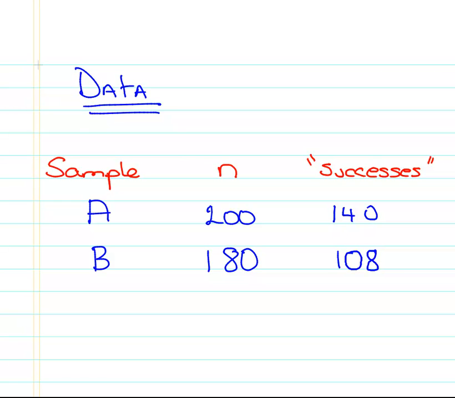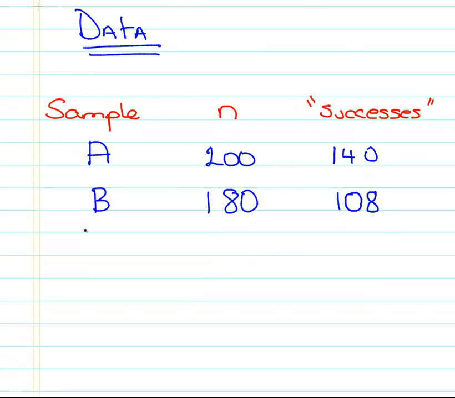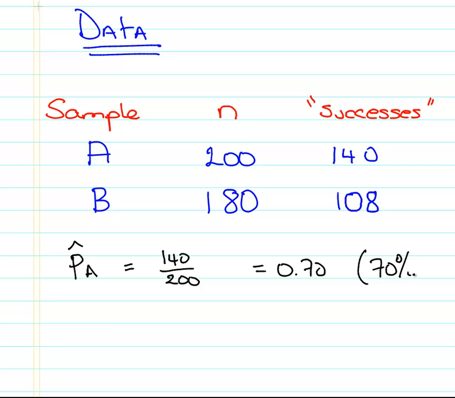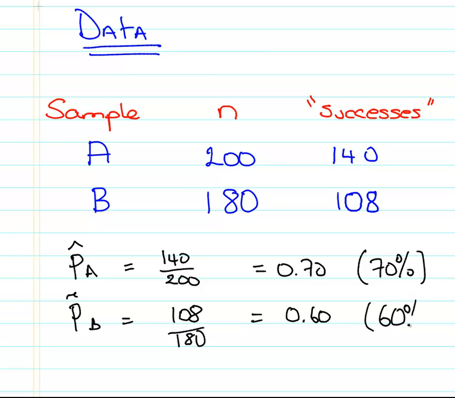So immediately what we could do here is calculate the point estimates for both samples. P, the point estimate, the sample proportion for A is 140 over 200, and that is 0.70, or in other words, 70%. For B, something similar, the sample proportion is 108 out of 180, and that is 0.60, as in 60%. Okay, so that's all well and good.